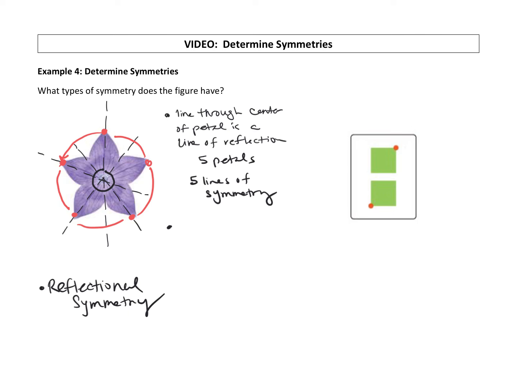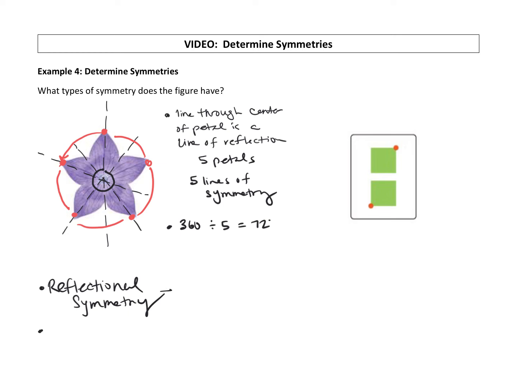So if we take that 360 degrees and divide it by 5, that's going to tell us how many degrees we rotated each time. 360 divided by 5 is 72 degrees. So we rotated 72 degrees and we mapped back to ourselves. We rotated another 72, mapped back onto ourselves, rotated another 72. So this flower has rotational symmetry.